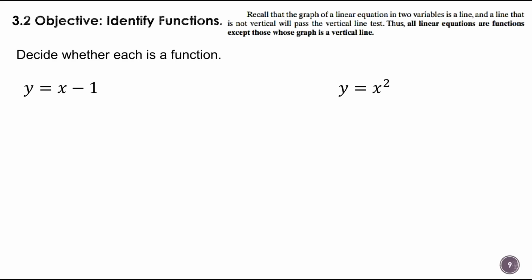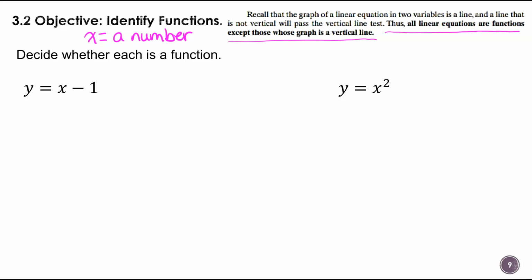All right, next we're looking at whether something is a function or not based on the equation. You might have to play with this a little bit to figure it out, but I will tell you this. If it is not a vertical line and it's a linear equation, then yes, it is a function. And I have that written up here, right? All linear equations are functions except those whose graph is a vertical line. And a vertical line is x equals a number. So that's the equation of a vertical line, right? x equals 5, x equals -2, something like that.